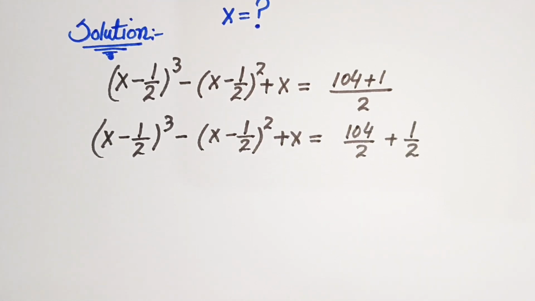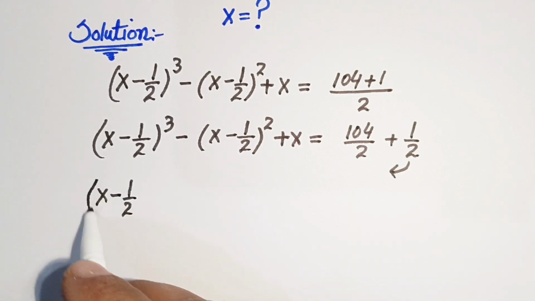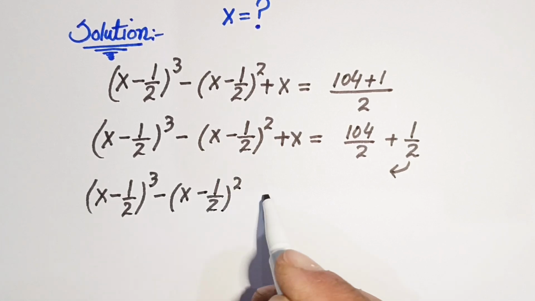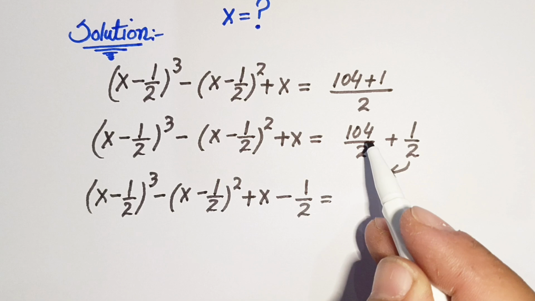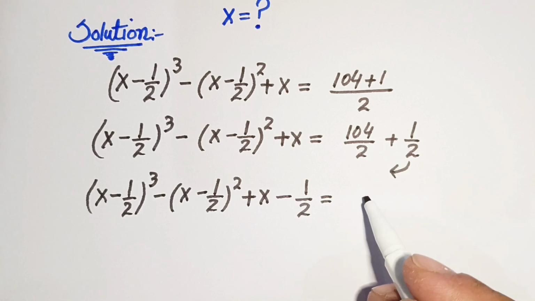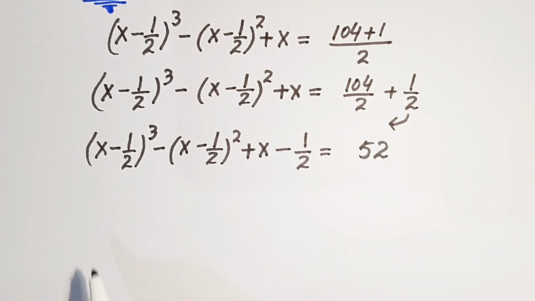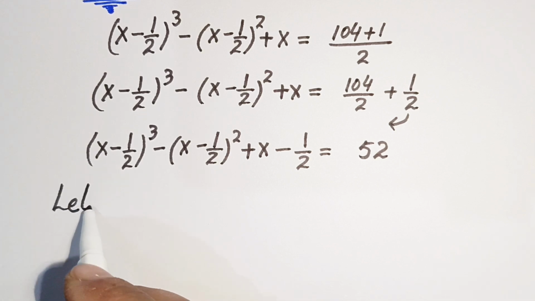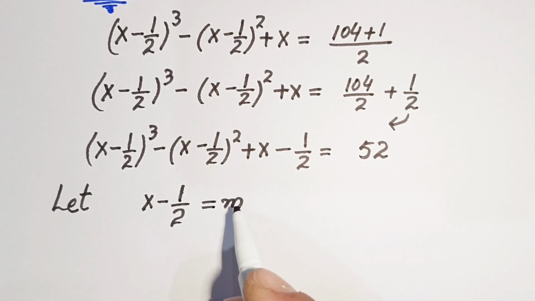Now our next step is just shifting this 1/2: ((x − 1)/2)^3 − ((x − 1)/2)^2 + x, and this will be minus 1/2. It is equal to 104 over 2, so we get 52 here. Now here we see that it is (x − 1)/2, it is also (x − 1)/2, and it is (x − 1)/2. So we suppose that (x − 1)/2 is equal to m.